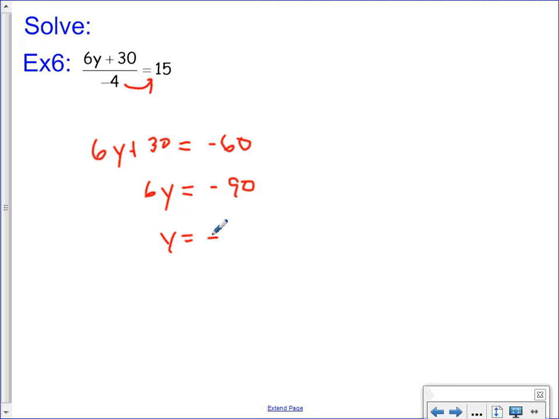Is it 15? 15 or negative 15? It's negative 15, right? Yeah. Okay. All right. Let's get to some tricky ones.